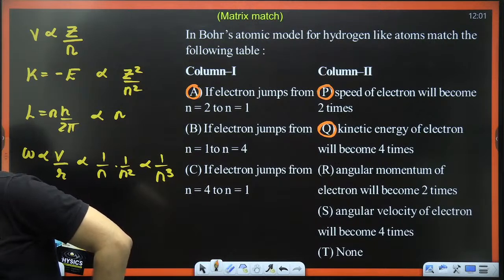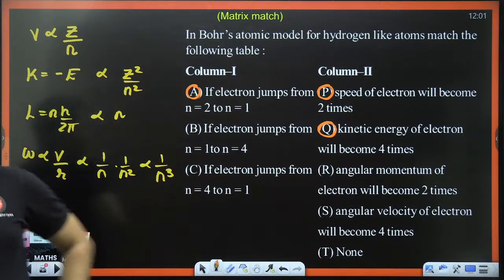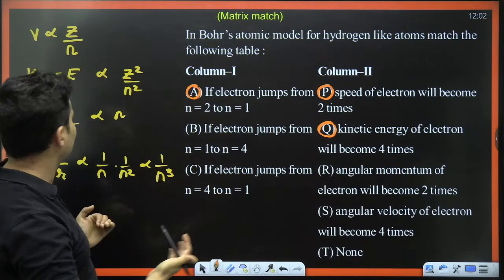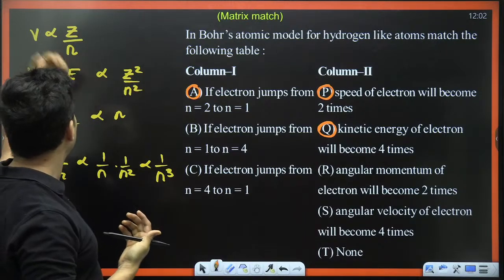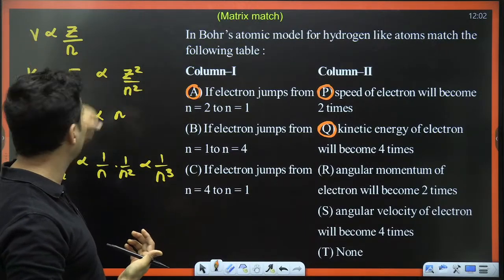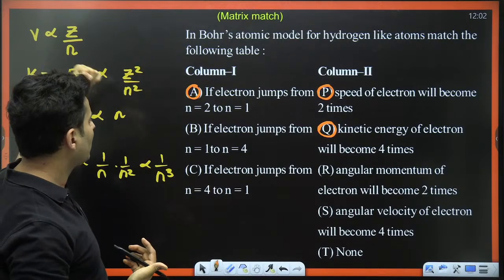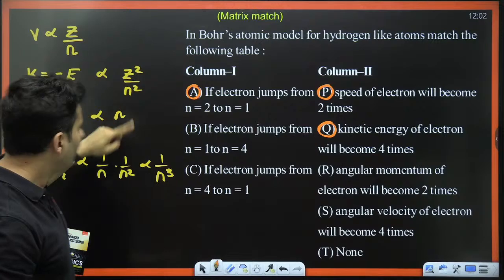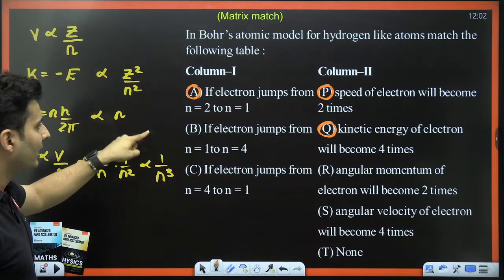Awesomeness. Everyone? Very good. Next, what about electron goes from 1 to 4? N has become 4 times. So speed has become 1/4 times. Kinetic energy will become 1 by 16 times. Angular momentum will become 4 times more.